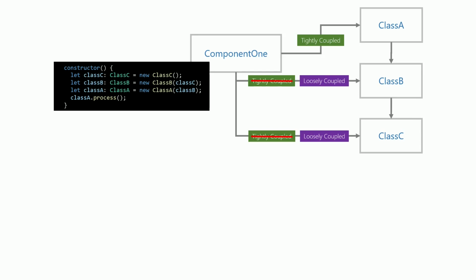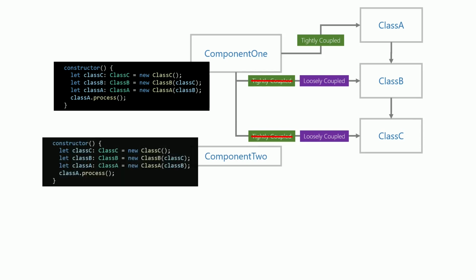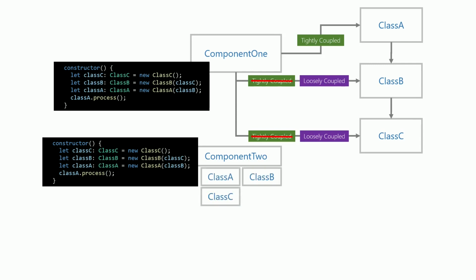Let me highlight one more problem. Earlier in this video, I mentioned that we are going to have two components. The second component class, component2, also has the need to call the process function of class A. To achieve this, we need to include a constructor in component2 class containing the object creation of class C, class B and class A. Only then can the process function be called.